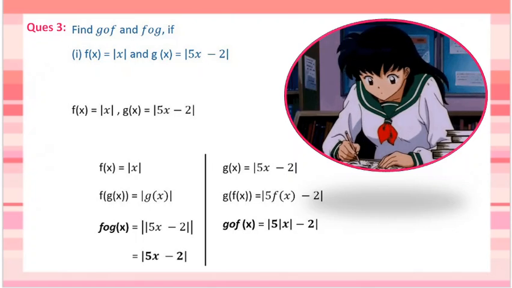Now let's take question number 3. Here we have to find gof and fog for these two given functions. f(x) is mod of x and g(x) is mod of 5x minus 2. Now let's talk about fog. fog means f of g(x).